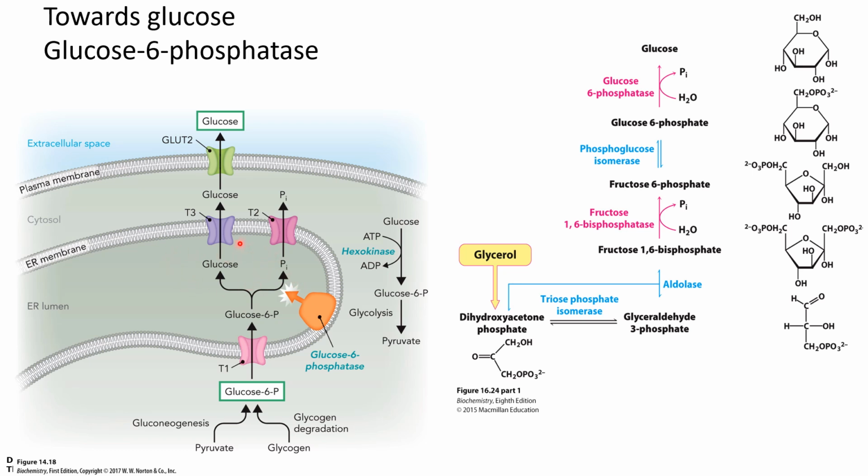We could basically store the free glucose in here if we don't have an activity of the T3. And then we would get a glucose buildup in here that would not go through the glycolysis. So it's a way to save some glucose, at least for a while, before it will be transported out of the ER membrane.